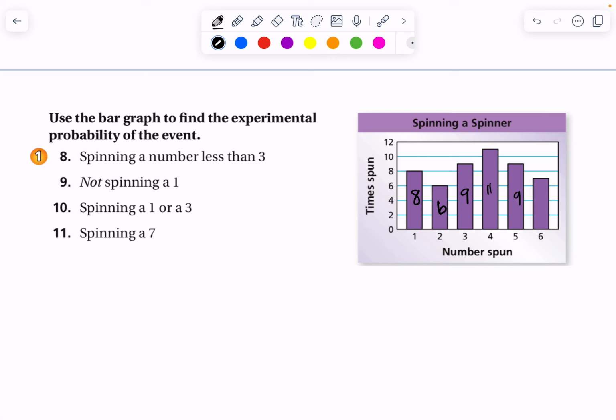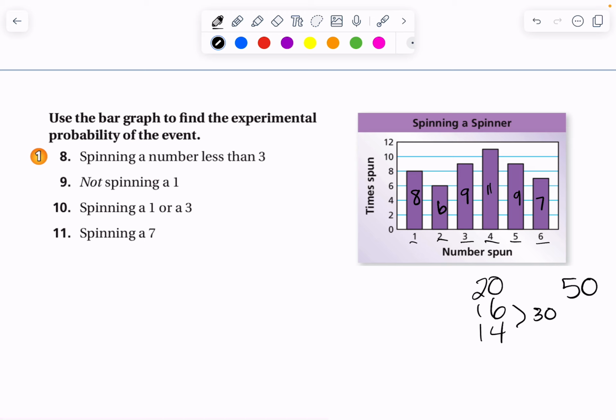9, and 7. When I look at this, I see these two add up to 20, and 9 and 7 is going to give me 16, and 8 and 6 is going to give me 14. And so the spinner was spun 50 times. Again, I'm getting that information by adding up how many total times I landed on each number.